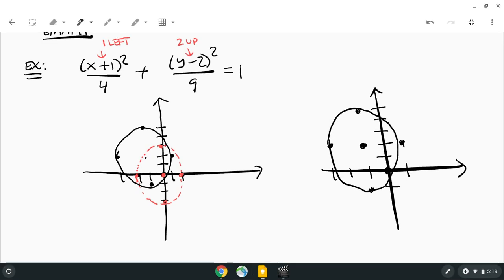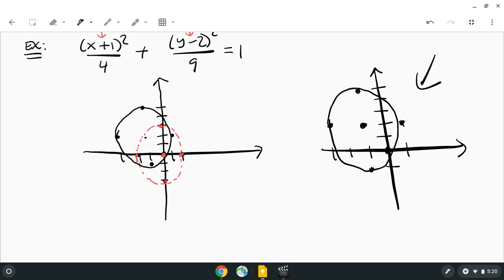Okay, so I prefer to do it like that so I don't do all this work just to get one graph, okay? And so this is the method I'm going to be using. I'm just going to start with my center, move it, and then do everything that I normally would do centered at 0, 0.